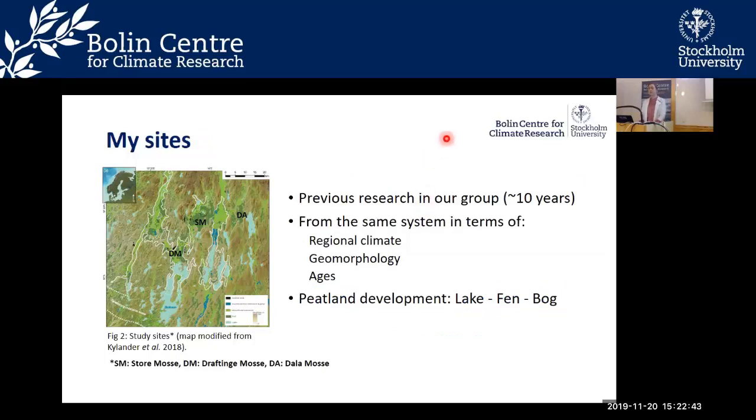My sites are within an area that's been previously researched in our group over the past 10 years, but also researched by other people for about 100 years. It's in an area that was once covered by a glacial ice lake, which is modeled in this map within the white lines. This lake eventually drained and allowed for peat to start accumulating. This means that my sites are essentially in the same system in terms of the regional climate, geomorphology, and the ages. In this area, the normal peatland development is usually from a lake into a fen and then into a bog. But in my site, we found something slightly unusual, which I will talk about a bit later.